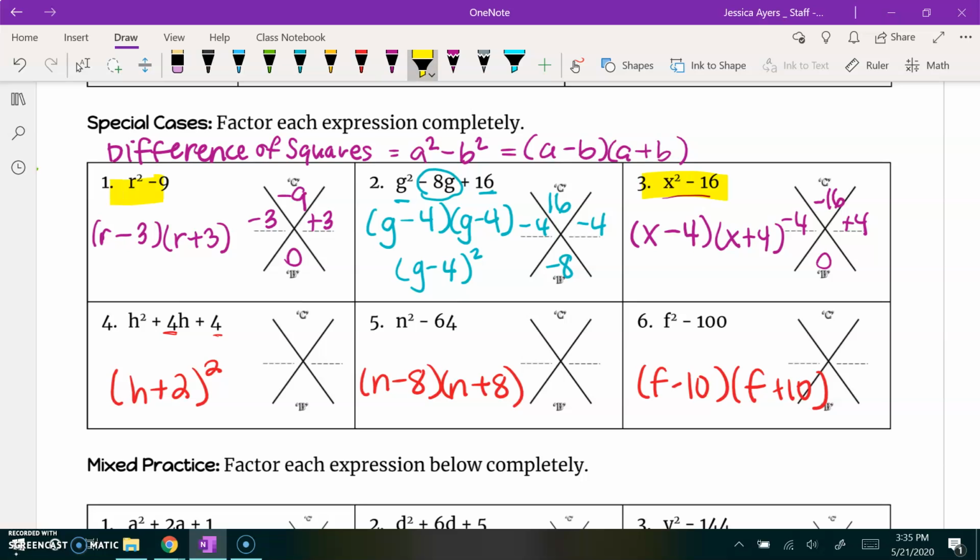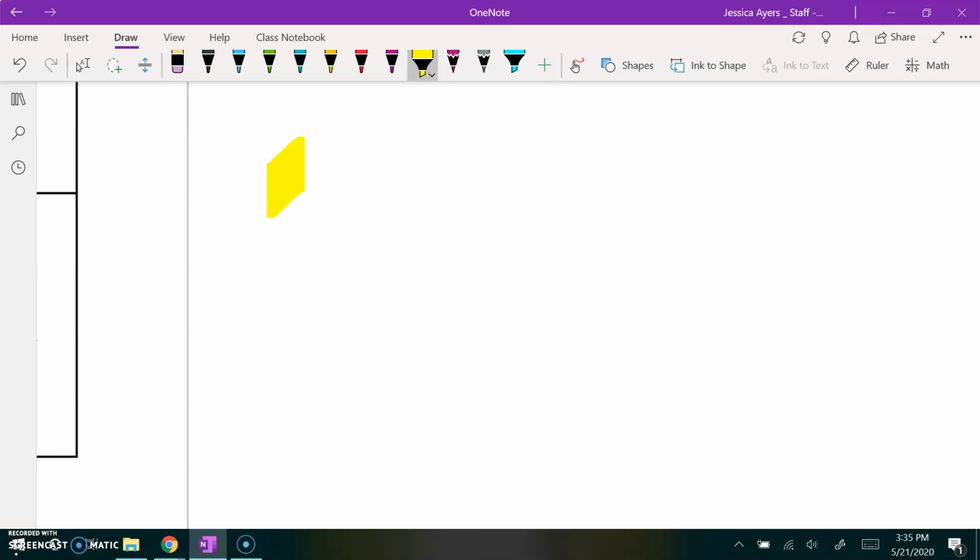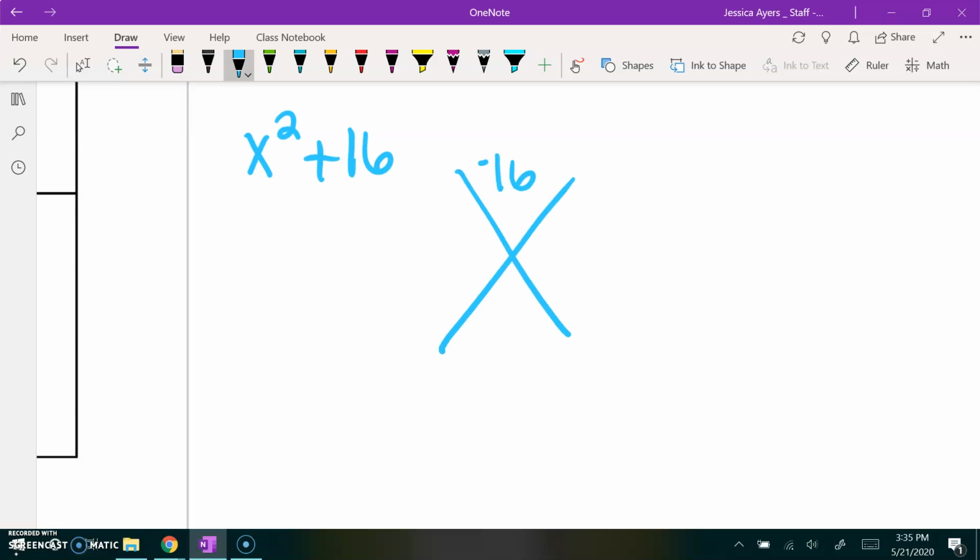The hardest ones are these binomials because we have to remember that b is 0. A lot of times we try and make that c be the b value, but it can't be. Additionally, it won't work if it's adding. And that's because, and I'll come over here and do a little, we have x squared plus 16. Then when we put our x puzzle, we'd have positive 16 on top and 0 on bottom. But because it's positive, we would have to have the same signs. And there's no way to make 0 with the same sign.